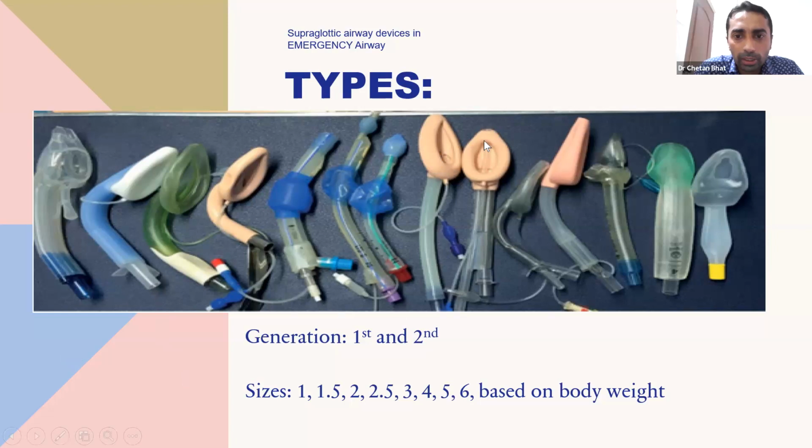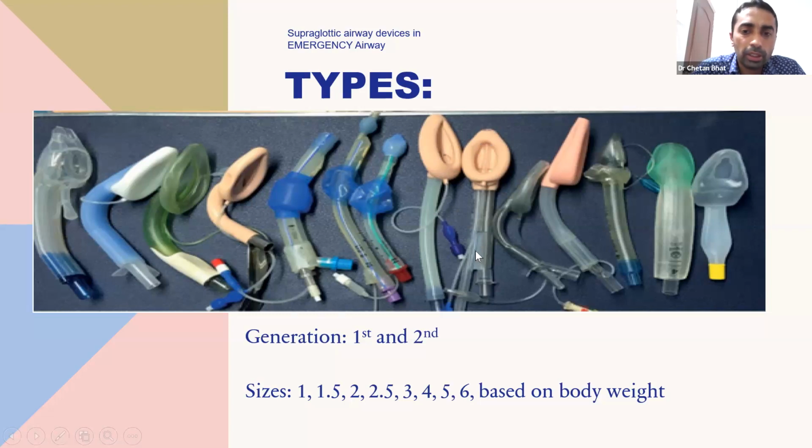This is the second generation, where you can notice the gastric tube at the esophageal opening, the esophageal cuff. This is the ProSeal LMA. This also has a tongue bite. You can see it here. So these were made of silicon, which were recommended to be used around 25 times by the inventor.